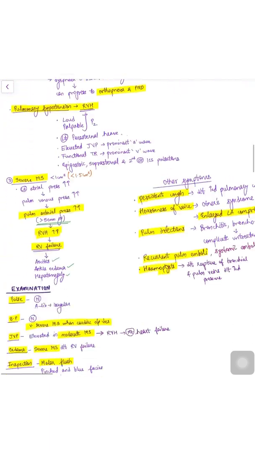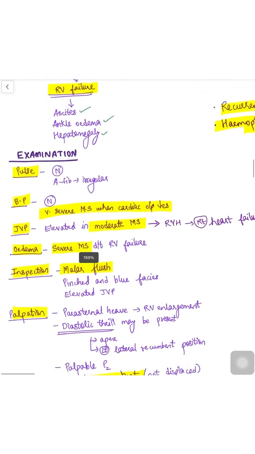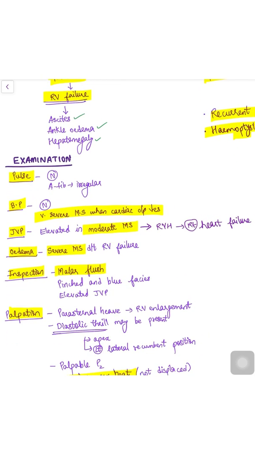What will you find on examination? On examination, the pulse will be normal and regular unless the patient has a severe MS where the cardiac output has also fallen down, in which the pulse will be of a low volume. The pulse will be irregular if the patient has atrial fibrillation. The BP remains normal unless again it's a very severe MS where the cardiac output has fallen down, in which you're going to have a fall in the systolic blood pressure. JVP may be elevated in case of a moderate MS where there is a right heart failure or a right ventricular hypertrophy leading to a right heart failure, which can elevate the JVP. Edema, again you see in a severe MS, which is a sign of a right heart failure.